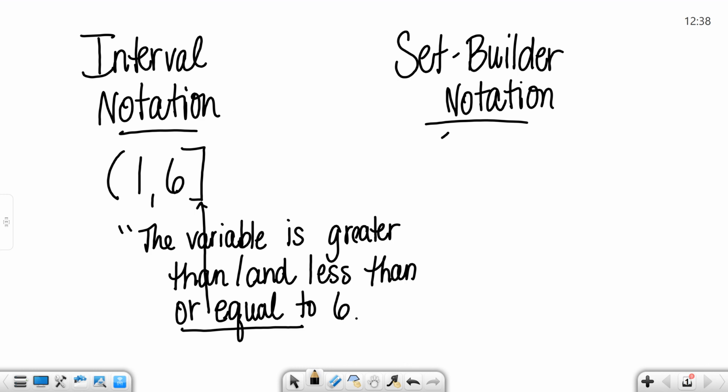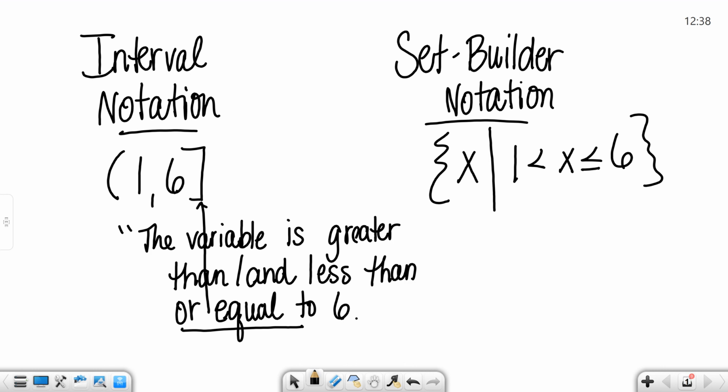So in set builder, that same information would look like this. Let's say that the variable we're talking about is x, and then we put a little bar that we read "such that." So x such that x is between 1 and 6, but it is equal to 6. And that's how I read that. We use set builder for things like naming the domain and range of a function.